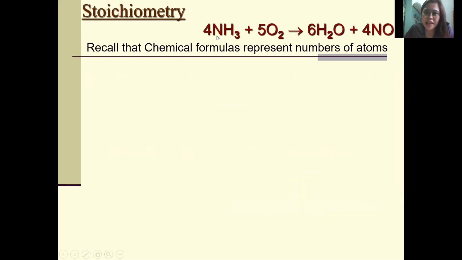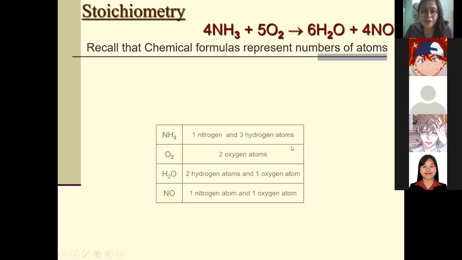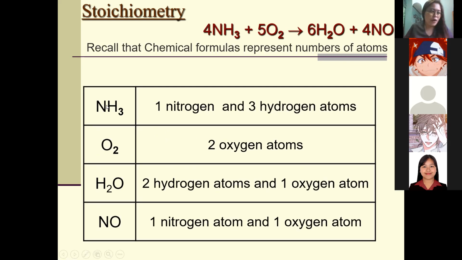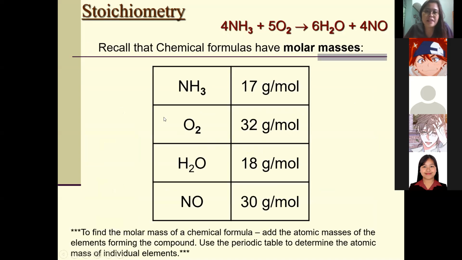Recall class that kanang mga chemical formulas nga naa sa ato ang equation actually represent the number of atoms. So for NH3, pag makita mo chemical formula na NH3, it represents na naa kay isa ka nitrogen ug 3 ka hydrogen. And then for O2, meaning naa kay 2 ka oxygen, and for H2O, you know this very well, you have 2 hydrogen atoms combined with 1 oxygen atom. And then for NO, you have there 1 nitrogen atom and 1 oxygen atom. Okay, so mauna siya ang first na gina-represent sa atong mga chemical formula nga naa sa chemical equation.